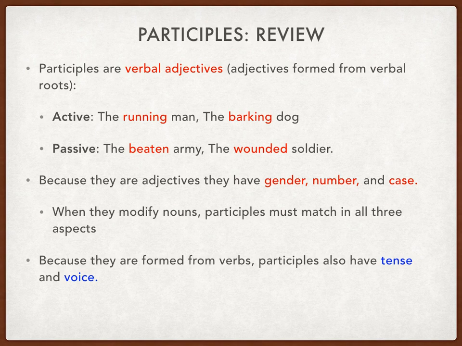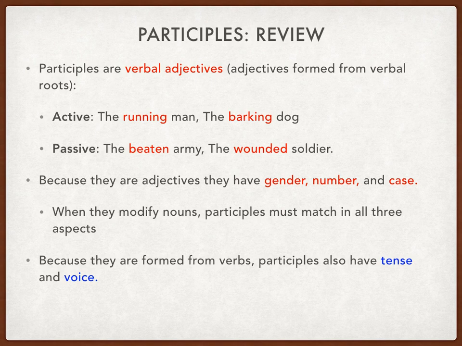So, just to review, participles are very simply verbal adjectives. Adjectives that describe nouns like the running man, the barking dog, the beaten army, the wounded soldier. But they come from verbal ideas: to run, to bark, to beat, or to wound, in those particular examples. The reason this definition is so important to remember is that it's going to help you remember what to look for when you're identifying and breaking down a participle.